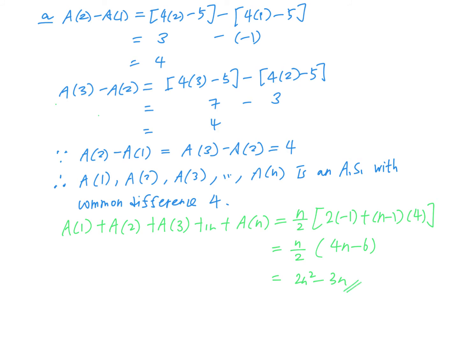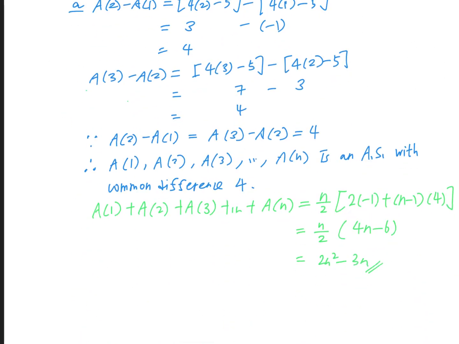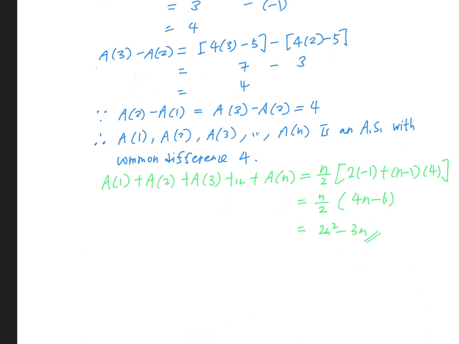Okay, part B. Let's look at part B. Find the greatest value of n, such that it satisfies the following inequality involving logarithm, log of b1 times b2 times b3 up to bn, less than or equal to 8,000. So here, maybe for part B, put it here.